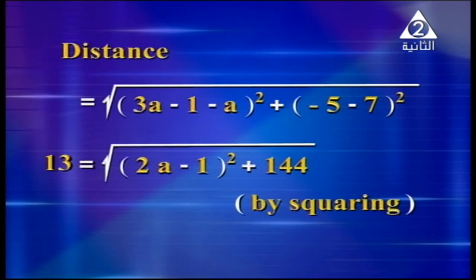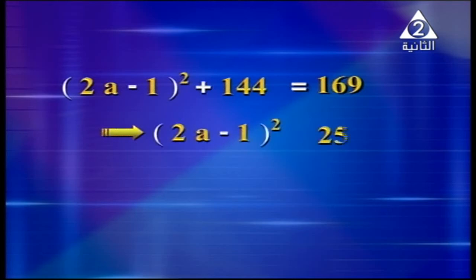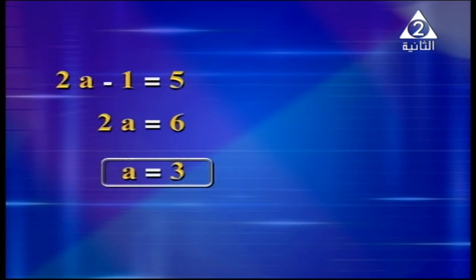By squaring both sides of the equation, we are going to find that (2a - 1)^2 + 144 = 169. Then (2a - 1)^2 = 25. By taking the square root of both sides, you are going to find that 2a - 1 equals positive or negative 5. First of all, we take 2a - 1 = 5 and try to find the value of a. So 2a = 6 and finally a = 3.